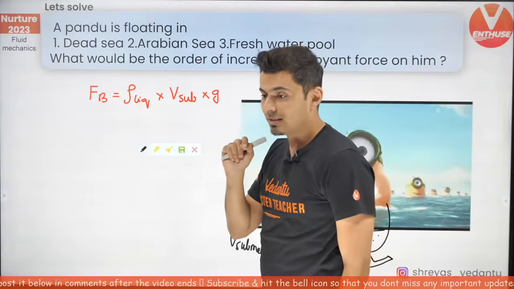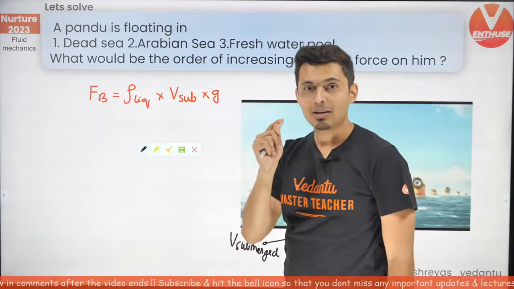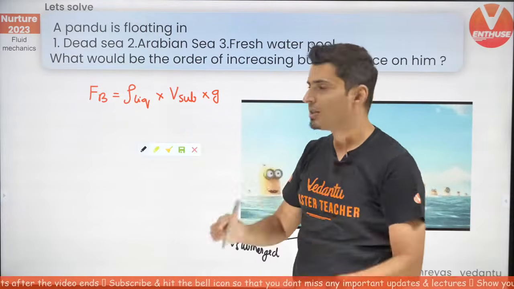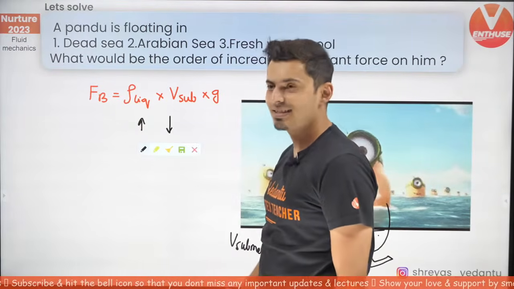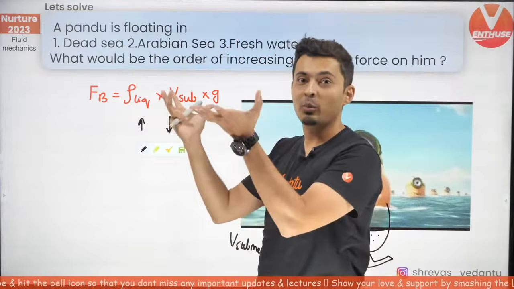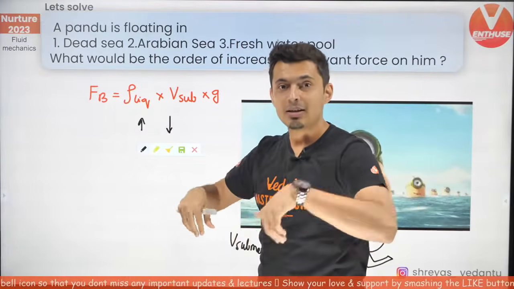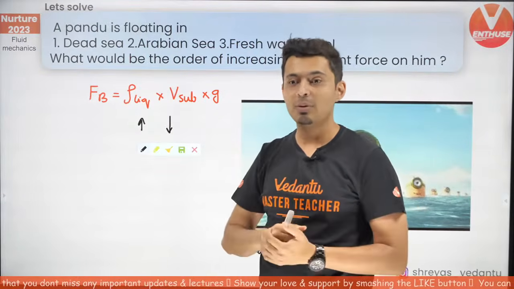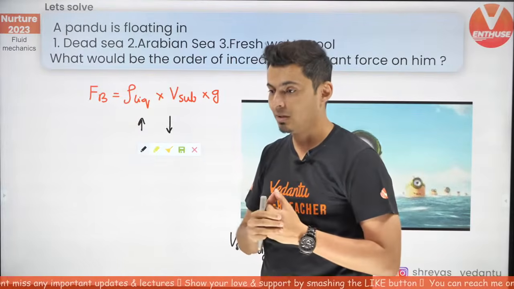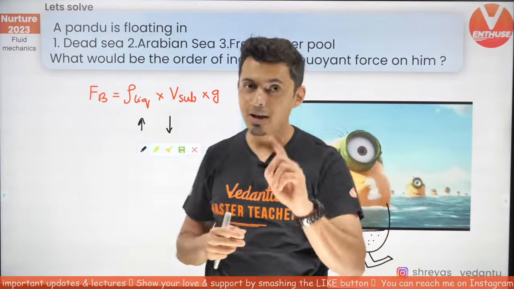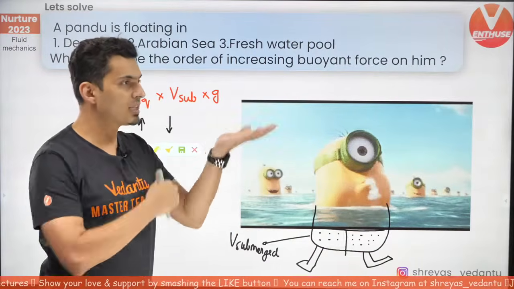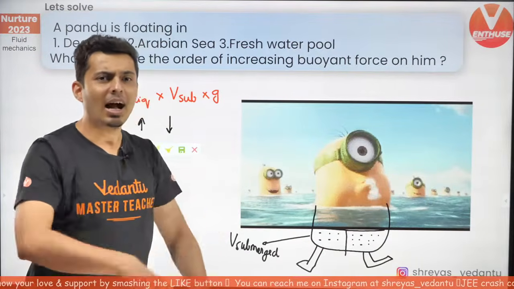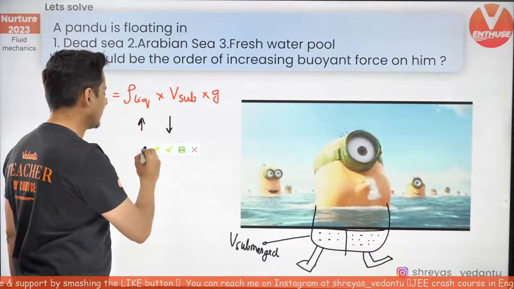So think about it. In Dead Sea, actually speaking, even though the density is high, the volume submerged will be less because he will float more. In fresh water, the density is less, so volume submerged will be more. Think about it. Correct? Now you will be like, sir, now how do you figure out? One is increasing, one is decreasing. I do not know whether they compensate. I will tell you a very simple tactic.